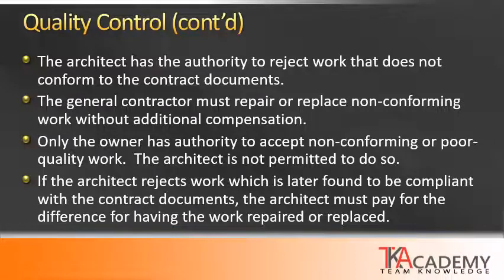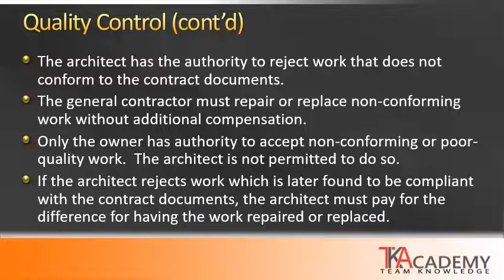So what happens when a material or system fails to meet the minimum quality performance requirements? The architect has the authority to reject work that does not conform to the contract documents. So if there is a performance requirement minimum included in the project specifications, and the report from the testing agency indicates it does not meet that minimum performance, the architect or designer of record has the authority to reject that work. What happens then? The general contractor must repair or replace that non-conforming work without additional compensation. So essentially the general contractor must pay to redo that work.